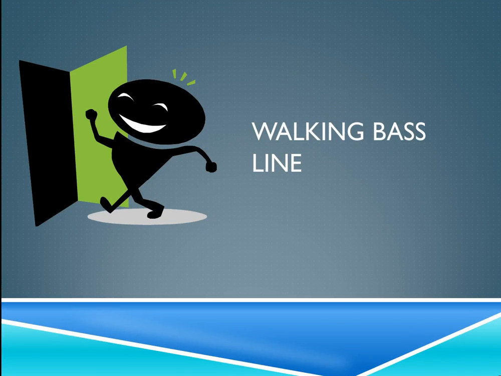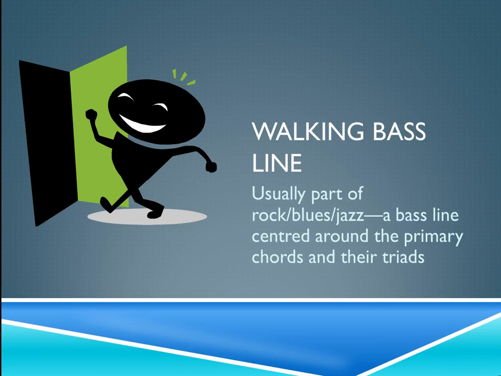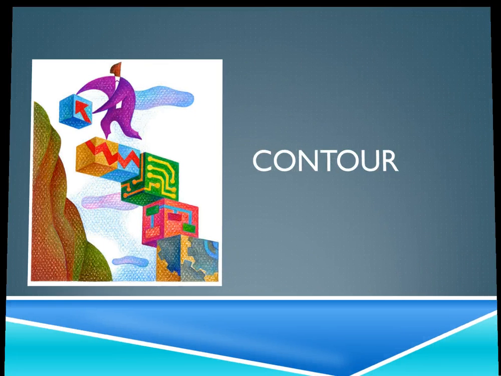A walking bass line. Okay, this is usually a part of a rock, blues or jazz thing. It's a bass line centered around the primary chords and their triads, and if I can play it really badly, it keeps going like that. That's a walking bass line. Usually it's part of the 12-bar blues.